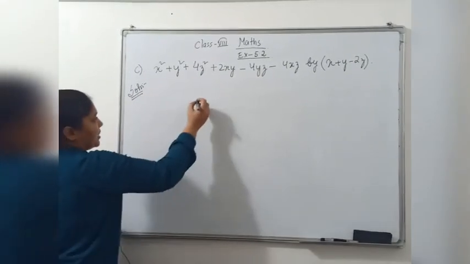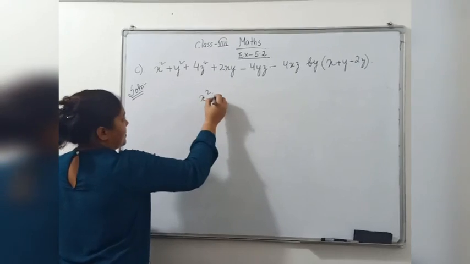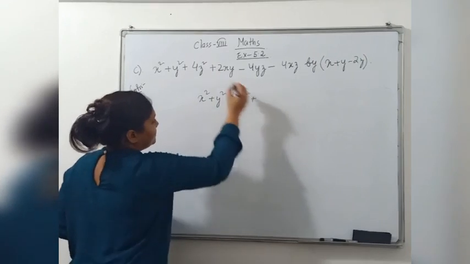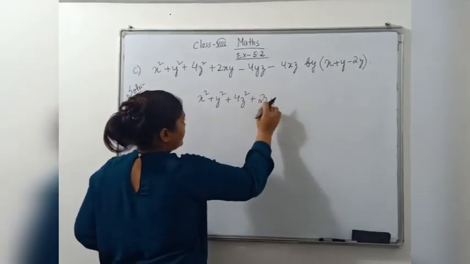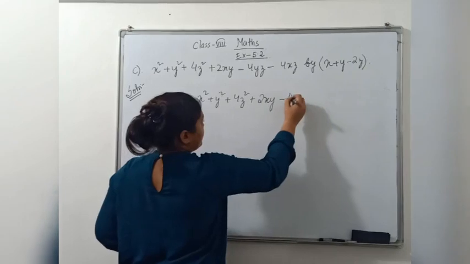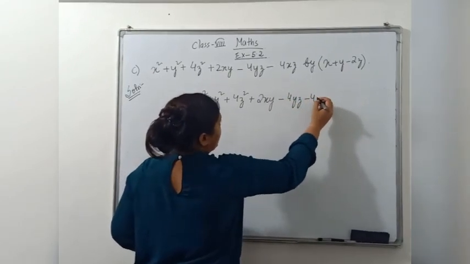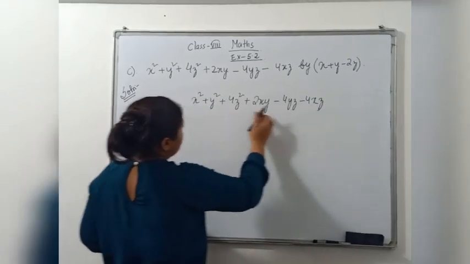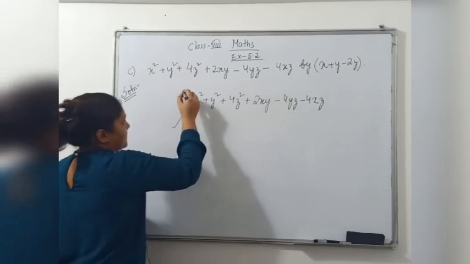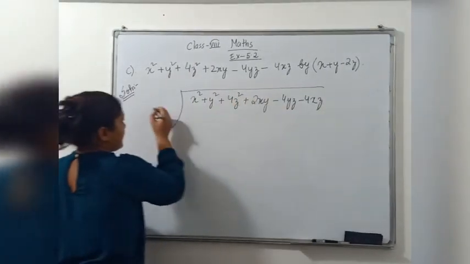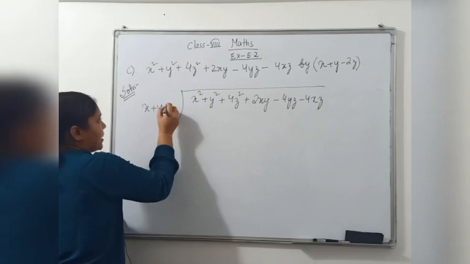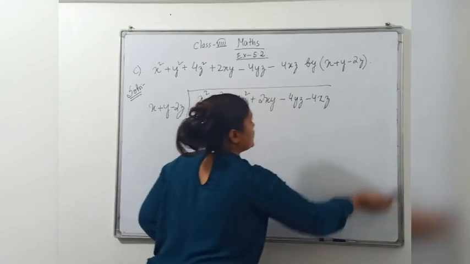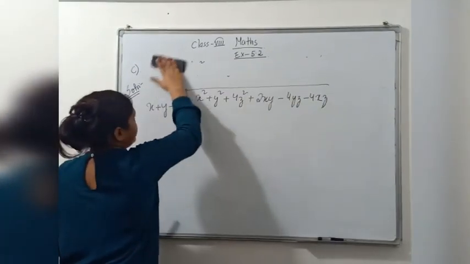Okay, so let's write the question again here. X square plus y square plus 4z square plus 2xy minus 4yz minus xz. 1 2 3 4 5 6, correct. Divided by x plus y minus 2z. Okay students, this is your question. So I am erasing the question so that you get some space.